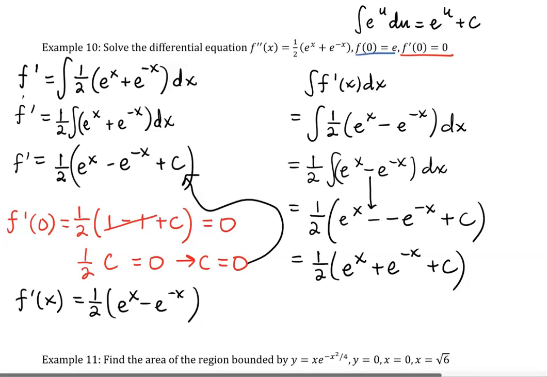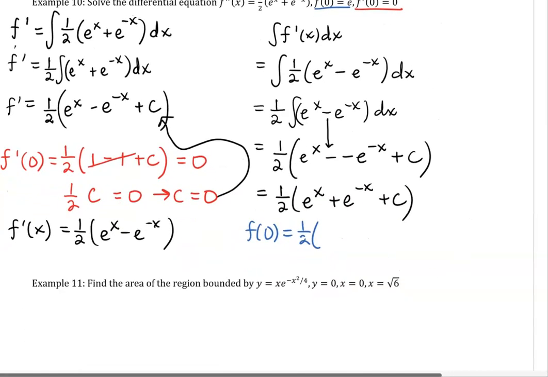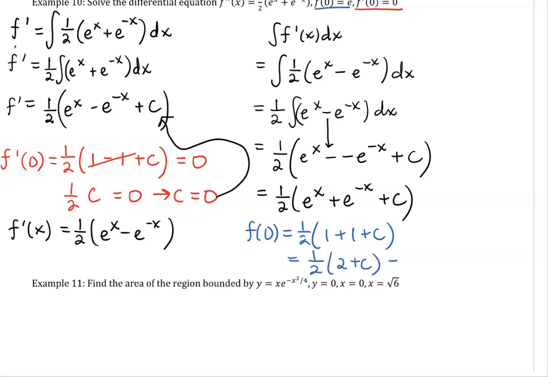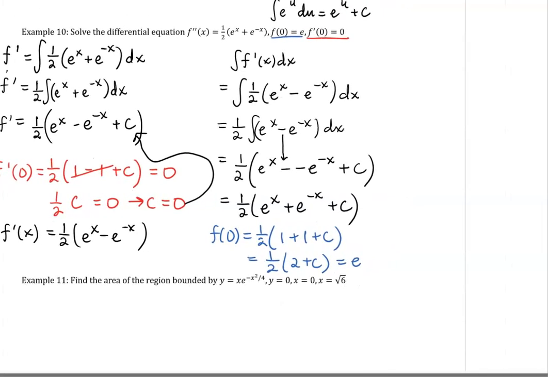And we do have the condition that f of 0 is equal to 0. And we will use that to find our c value. Remember that anything with an exponent of 0 on it is equal to 1. So I do have that 1/2 times 2 plus c is equal to 0. We're trying to solve for c here.